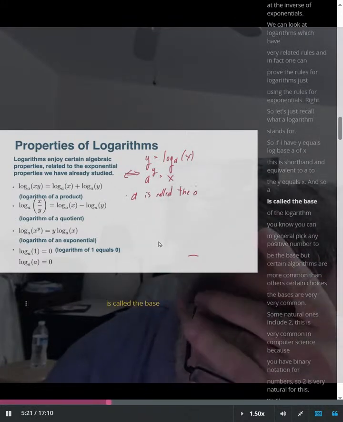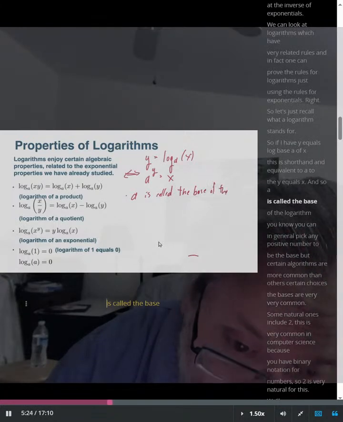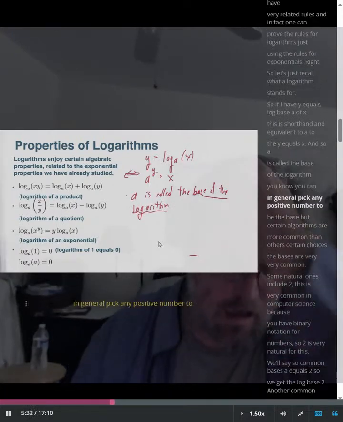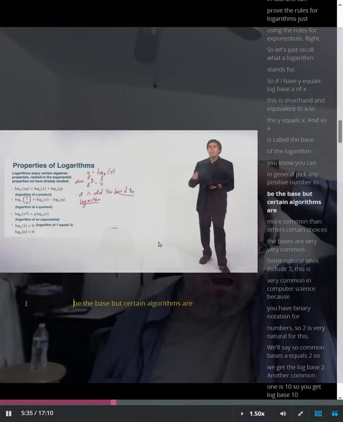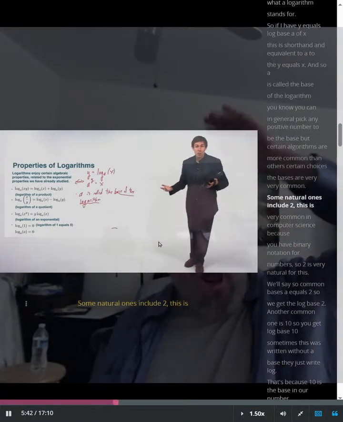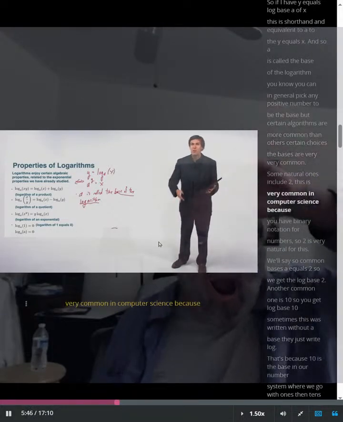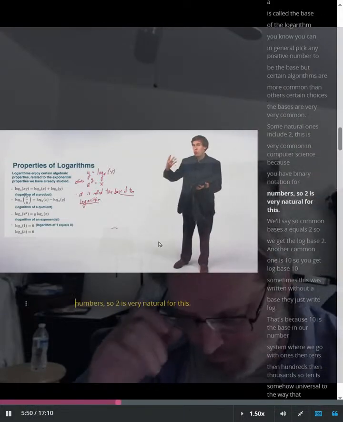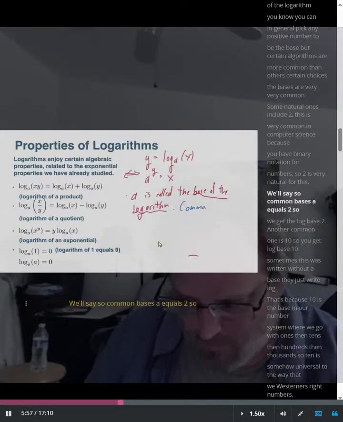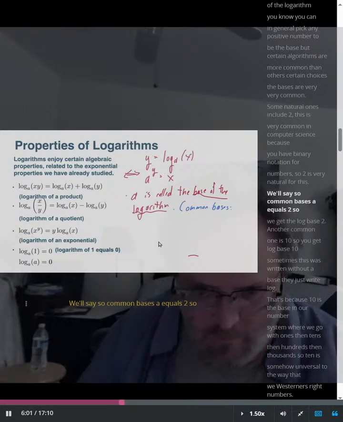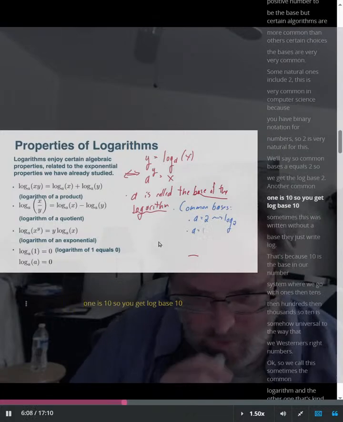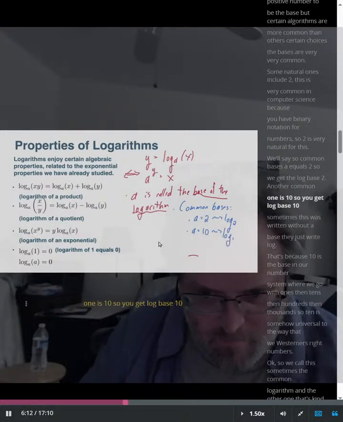Okay? So a is called the base of the logarithm. You can, in general, pick any positive number to be the base, but certain logarithms are more common than others. Certain choices of bases are very, very common. Some natural ones include 2. This is very common in computer science because you have binary notation for numbers, so 2 is very natural for this. So common bases, a equals 2, so we get the log base 2. Another common one is 10, so you get log base 10.